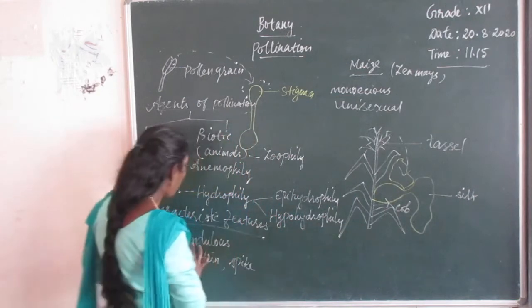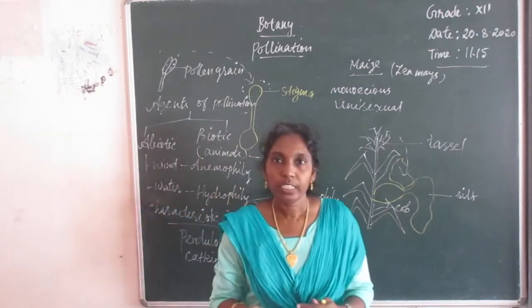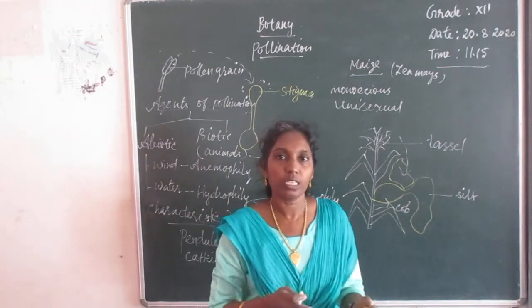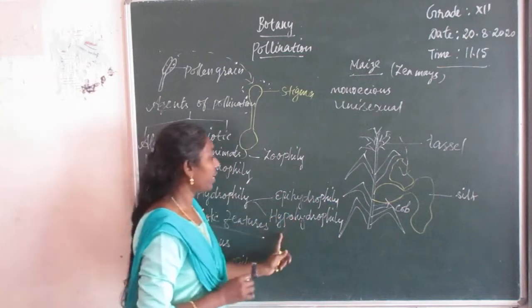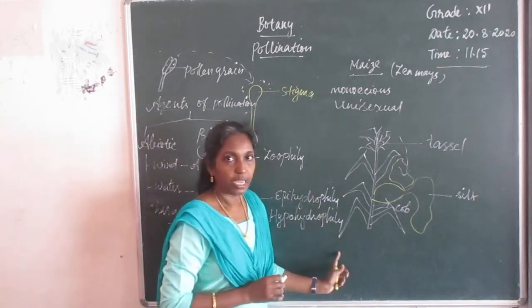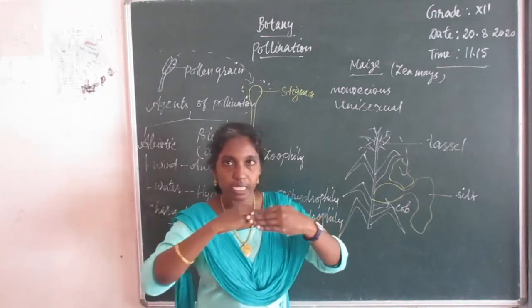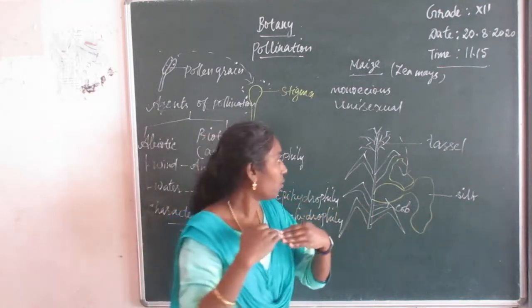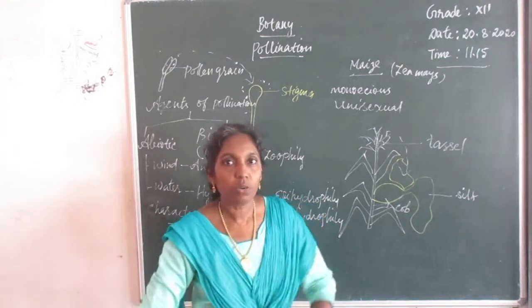Let's move to hydrophily. What is hydrophily? Pollination carried out by water is called hydrophily. There are two types of hydrophily, epihydrophily and hypohydrophily. Epihydrophily: pollination takes place at the surface of water. Hypo: below the water level.